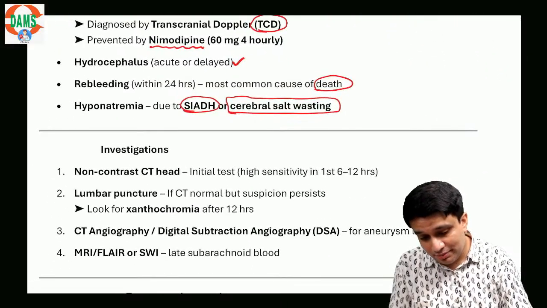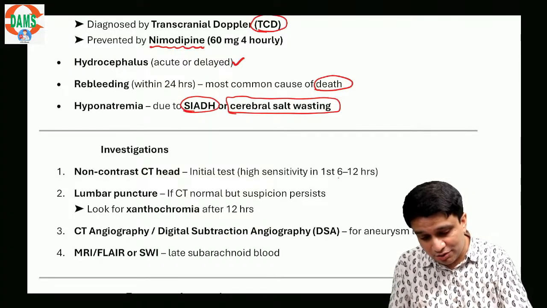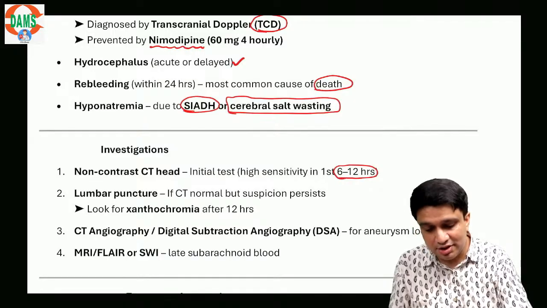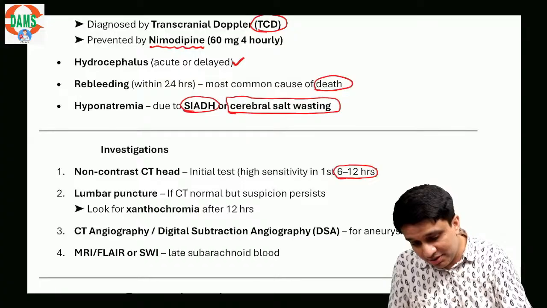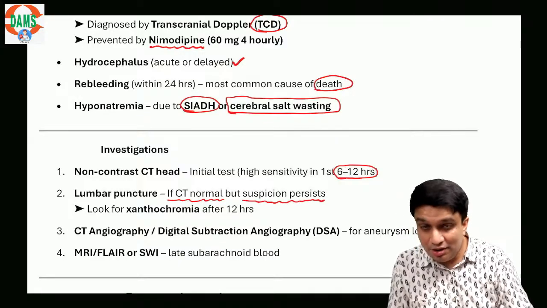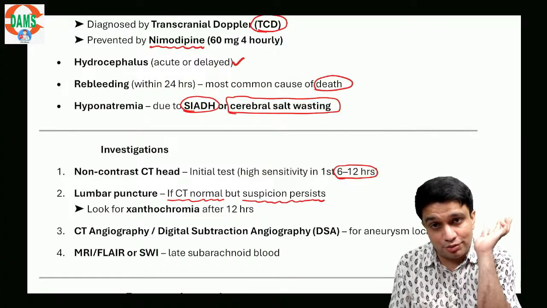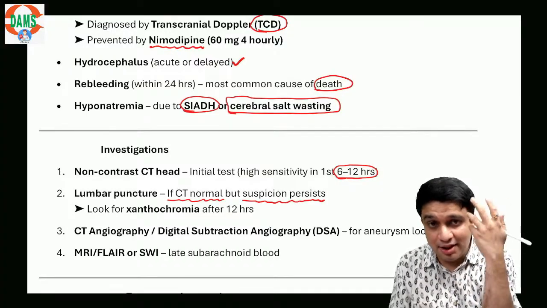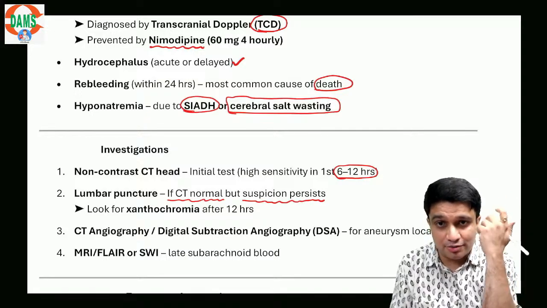Investigation. Yes. As per Harrison, CT scan has got a high sensitivity in the first 6 to 12 hours. Lumbar puncture, if the CT is normal and suspicion persists. Still given in Harrison, but in a practical sense, we don't go and do this. Because in a high raised ICT, if I do an LP, it will cause coning and death of the patient.